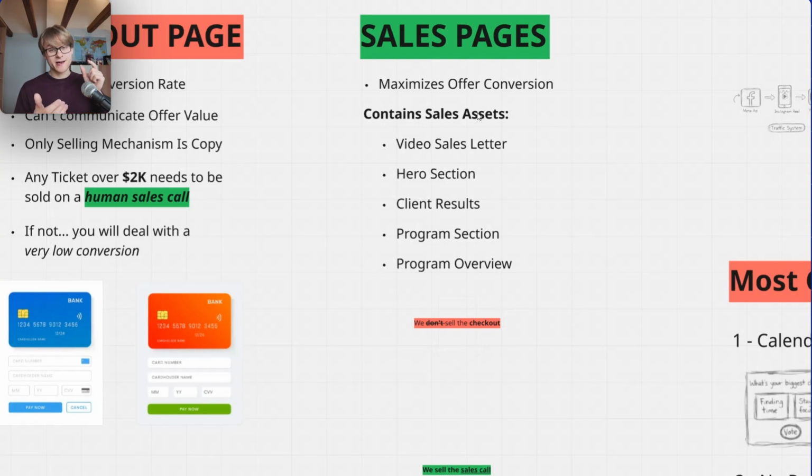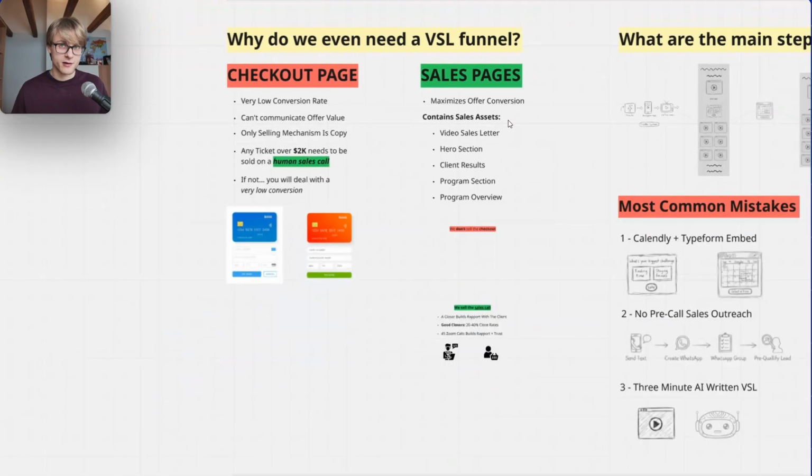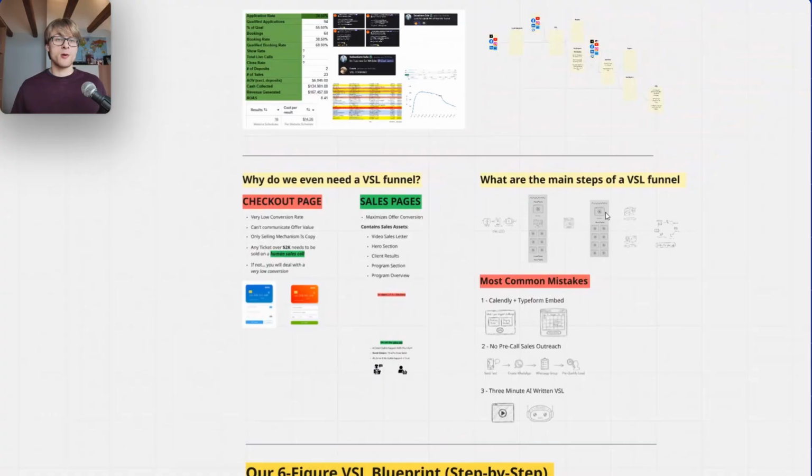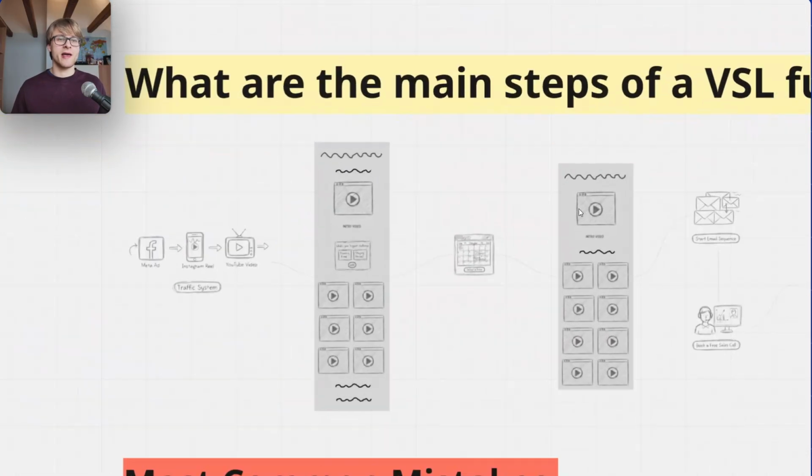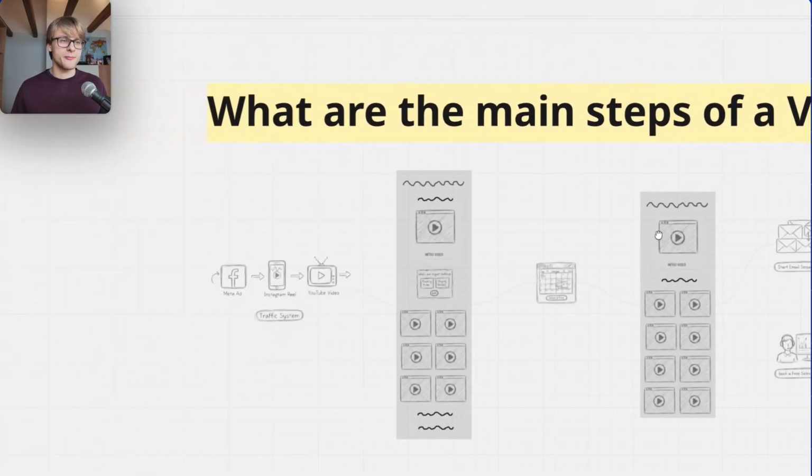Okay, so we're guiding the lead step by step through their journey instead of just asking for the credit card after they click the link. Okay, and this is essentially the entire logic behind the VSL funnel, why you should implement this. It's basically selling, selling, selling, selling, selling. Now, what are the main steps of a VSL funnel?